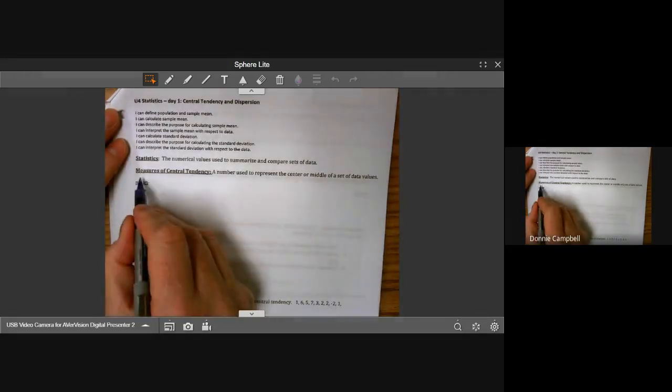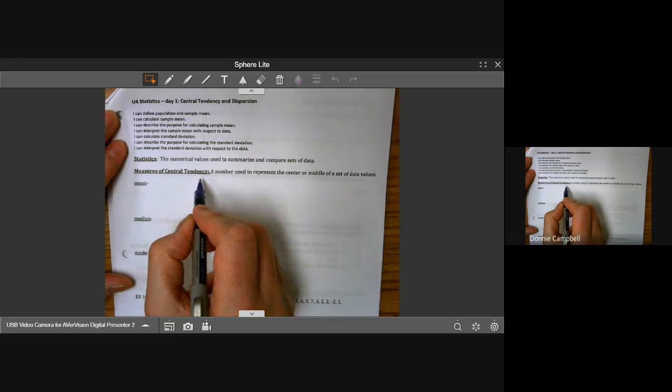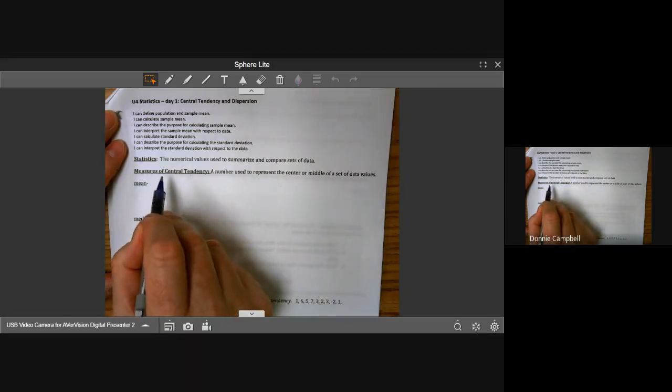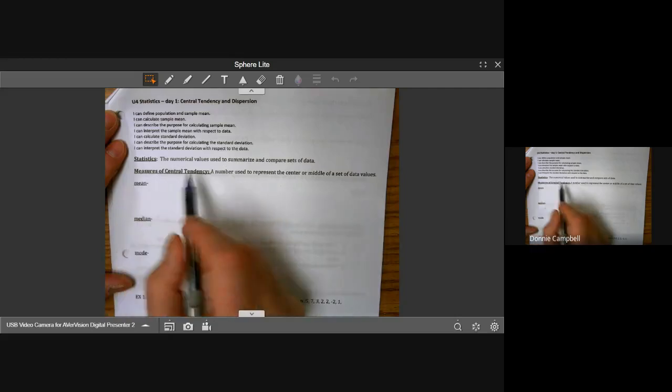These are the lesson notes for Unit 4 Statistics, Day 1: Central Tendency and Dispersion. There are some definitions here we need to talk about, some of which you have probably heard before. The first one is the measures of central tendency. There are some multiple choice questions in your homework for Day 1, so you might want to highlight some of these definitions.